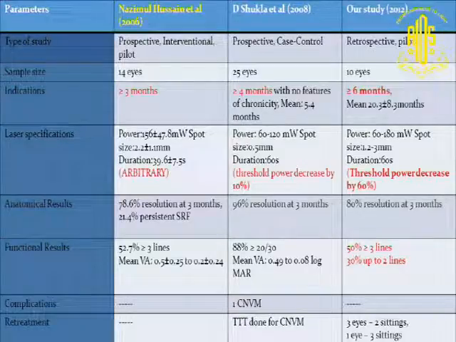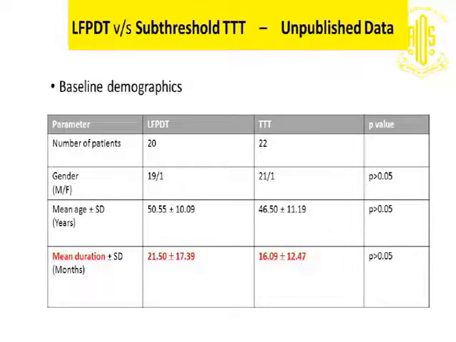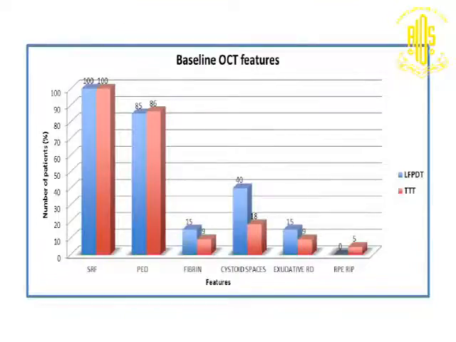Compared to the previous studies which were done in the previous decade, we used a much lower power setting and got around 80% visual improvement in these chronic cases. And this is the unpublished, now under peer review, low fluence PDT versus the subthreshold technique that we are talking about. So we have a similar group of around 2-year-old CSR, a mean duration of 2 years, chronic and severe cases, and luckily these two groups have almost the same baseline OCT features, fibrin, cystoid degeneration, all in between the two groups.